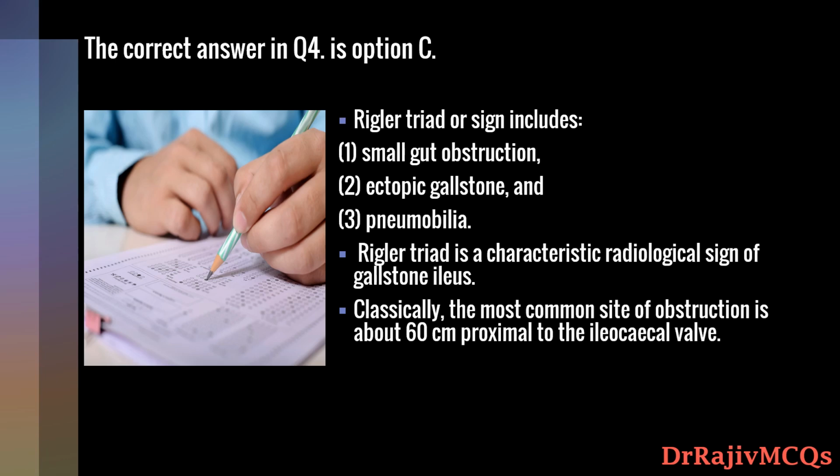Gallstone ileus occurs in elderly subjects secondary to erosion of a large gallstone directly through the gallbladder wall into the duodenum. Classically, the most common site of obstruction is about 60 cm proximal to the ileocecal valve.